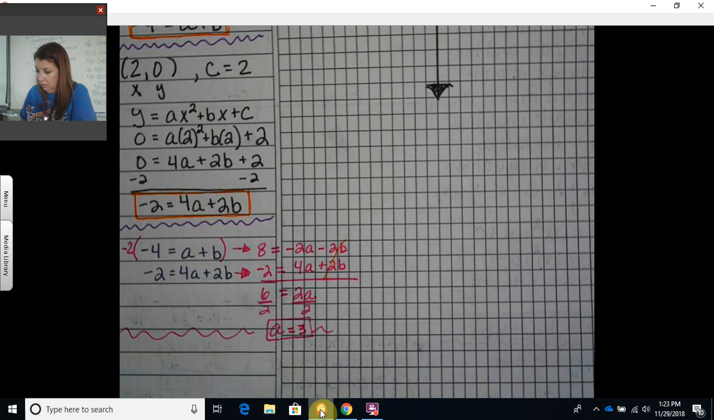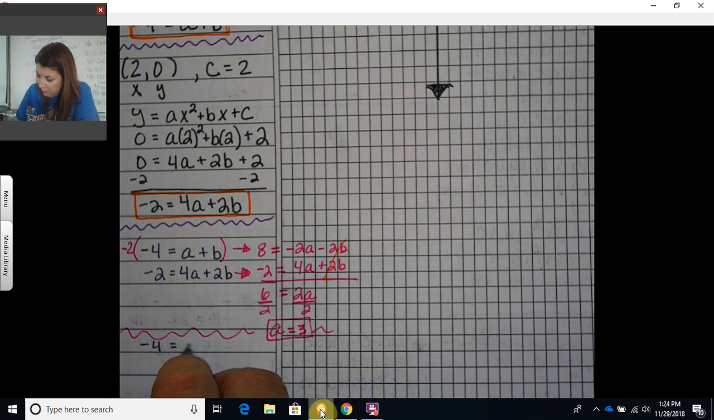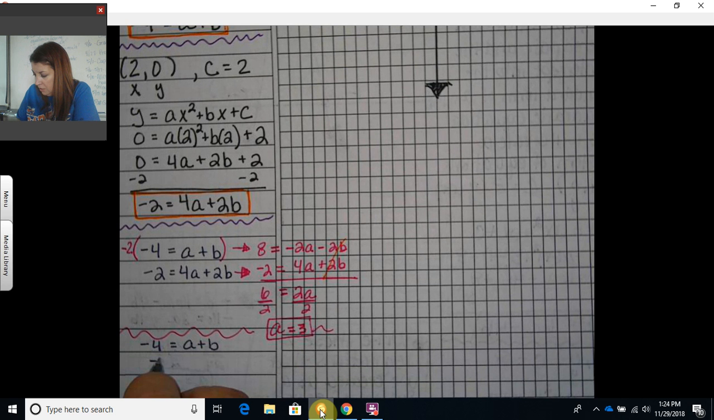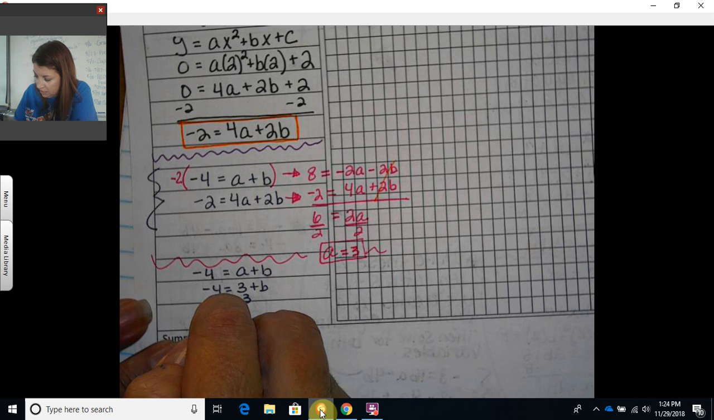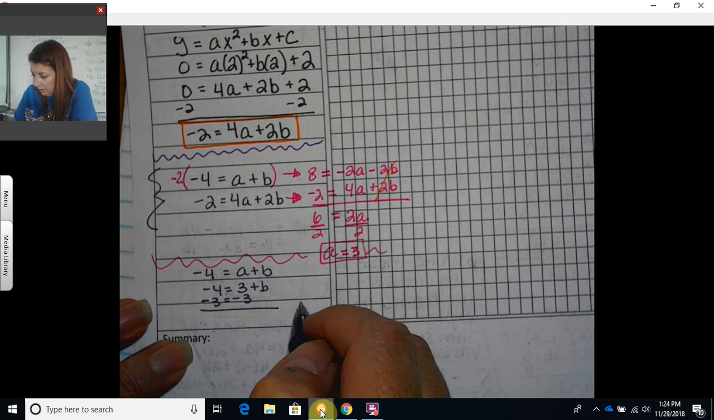Okay, so we're not talking about the original. Well, we don't even have the original equation. So yeah, either one of these that we created, right? All right, so you want to go with the top? That's fine. So that's negative 4 equals a plus b. I now know that a is 3, so instead of a, I'll substitute in a 3. So now I just have one little old variable. When I solve for it, what do I get? Negative 7.